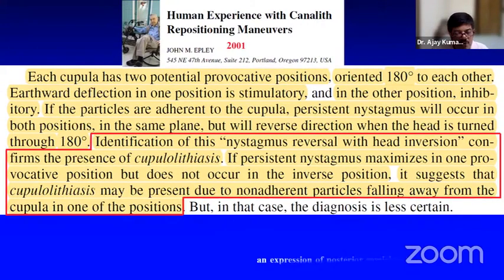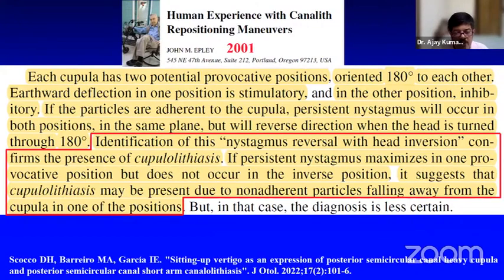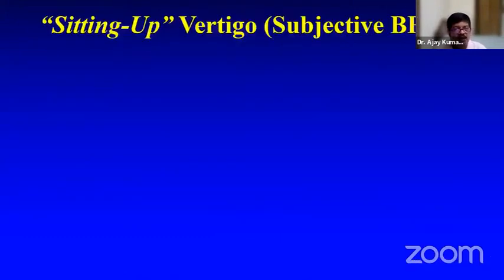In the year 2022, Dario Coco came with this paper, sitting-up vertigo as an expression of posterior semicircular canal heavy cupula and posterior semicircular canal short arm canalolithiasis. So this is an entity which was described much before, in the year 2011, by Bela Buki.